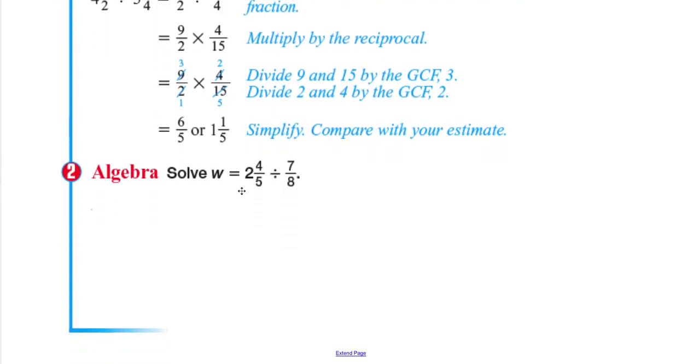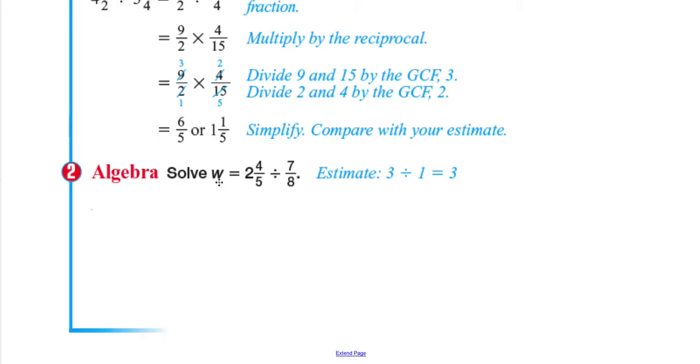So in algebra, solve W equals 2 and 4/5 divided by 7/8. The only reason why it's considered to be algebra is because of the variable W. Remember, algebra is a math of symbols. Let's first estimate our answer to be 3 divided by 1 equals 3, because 2 and 4/5 is close to 3 and 7/8 is close to 1. So our answer should be close to 3.